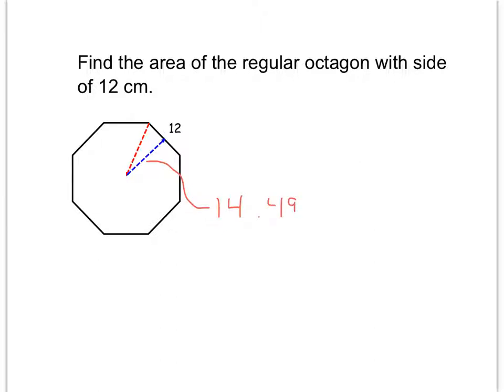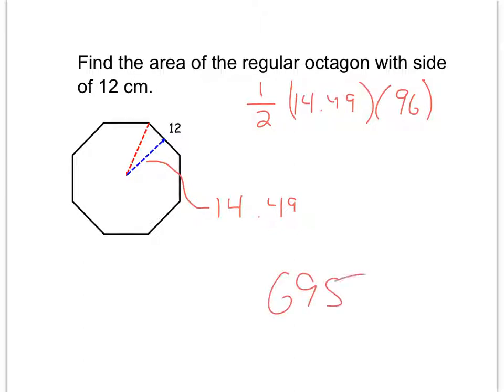But if I want to find the area of my regular octagon now, I'm going to do 1/2 times my apothem, which is 14.49, times my perimeter, which is going to be 8 times 12. Because I have 8 sides, all with a length of 12. 8 times 12, don't tell me, is 96. So I'm going to whip out my calc right now and do 14.49 times 1/2 times 96, and I get approximately 695.3.